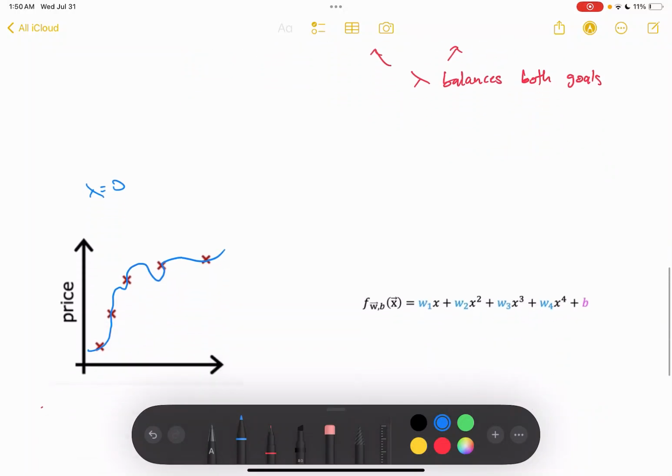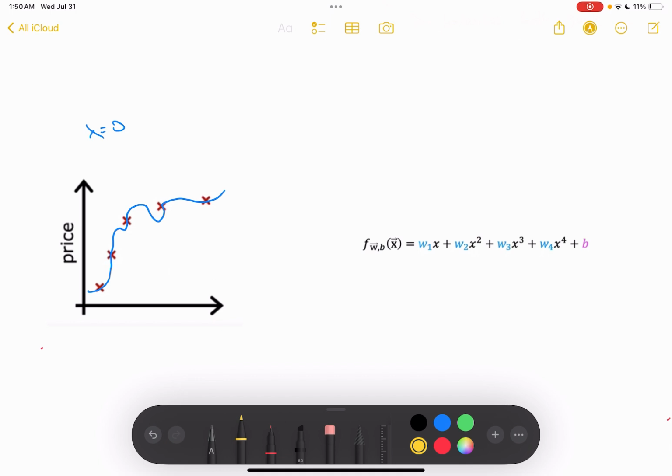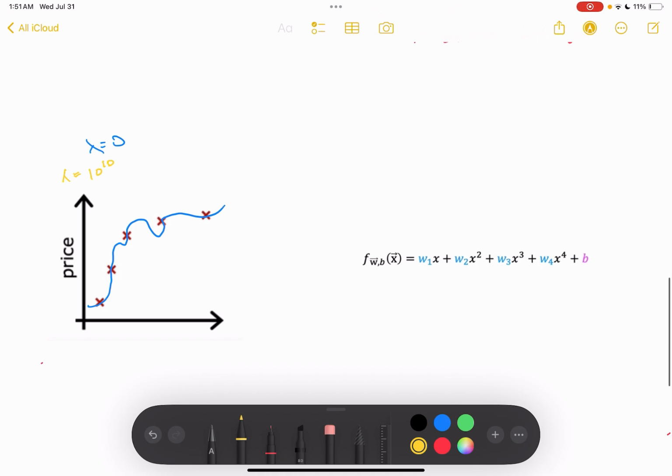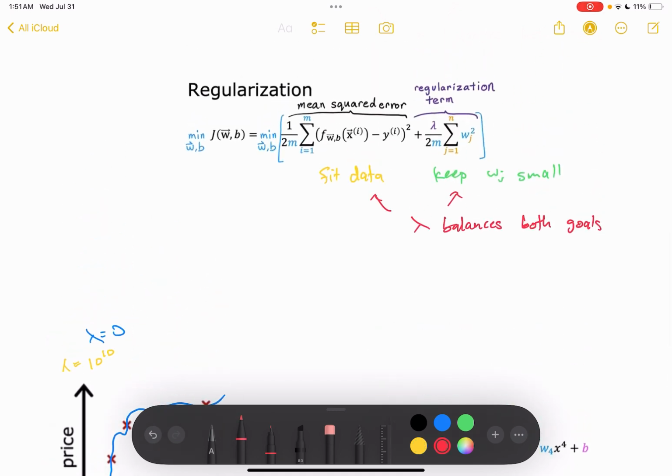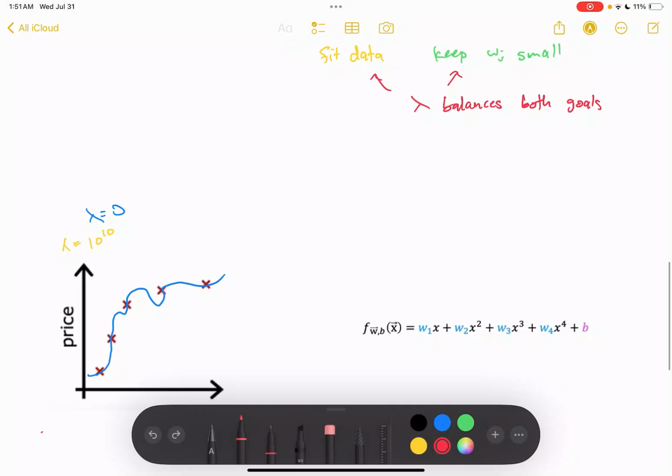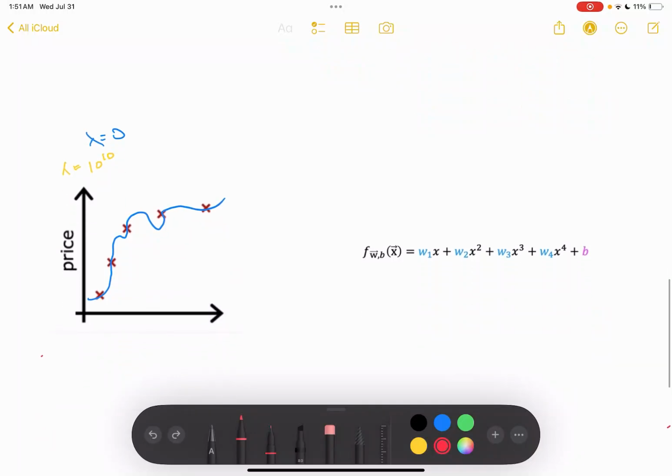which is the problem we had before, overfitting. Now let's say we choose a lambda value that's really high, something like 10 to the power of 10. Well, when our lambda value is this significant, our mean squared error term is essentially going to be ignored, and we're only left with the regularization term. And remember, the regularization term ensures that Wj is small. So now we don't really care about fitting the data as much. Now we really care about keeping Wj small.